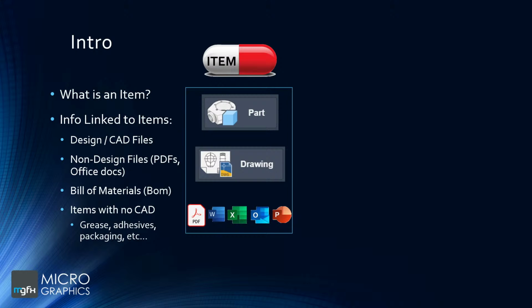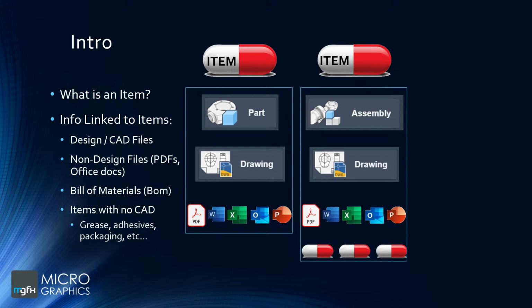If we move on to an item that was created with an assembly linked to that item, we would see that we would have the assembly file, and if there was a drawing for that assembly file, that drawing as well would be related or linked to that item. Then if there were any other files that had to be added to that item, they could also be added. Once again, those non-design files.